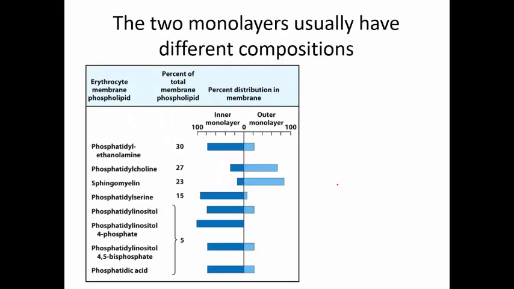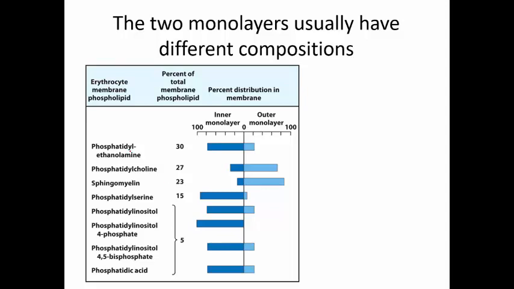Even the two monolayers usually have a different composition, so the inner and the outer of that bilayer. And we'll see in a minute that can happen because there really is not a lot of movement between them. This is of a red blood cell membrane, so it's the plasma membrane of that red blood cell. We can see that the inner monolayer is very different than the outer monolayer. The outer monolayer has a lot of phosphatidylcholine and a lot of sphingomyelin. We've already talked about how sphingolipids play a role in blood type and things like that, and that's why they tend to be on the outer monolayer and not nearly as much on the inner monolayer.